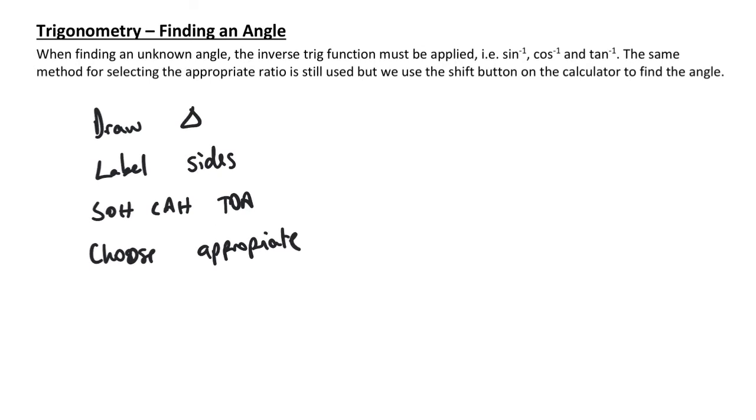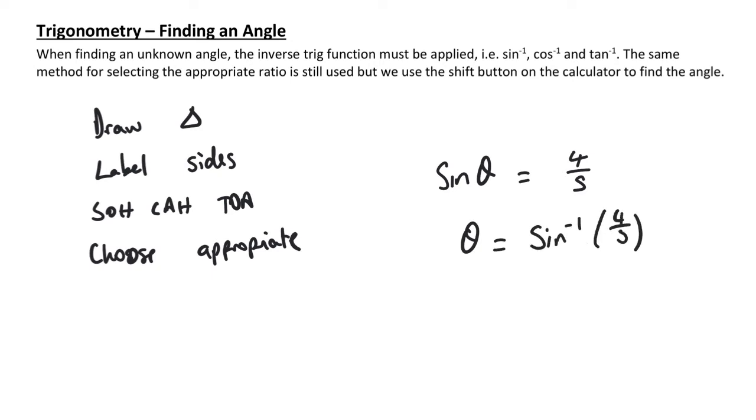The only difference then is, for instance, we'll have sine theta equals 4 over 5, and then rather than dividing by a sine, we use this shift sine, or the second function of sine, and we'd write it as theta equals sine to the minus 1 of 4 over 5, or cos to the minus 1, or tan to the minus 1. So it's a very similar method as before, only this time we're kind of dividing through by the trig ratio, but rather than dividing we do this trig function to the power of minus 1.